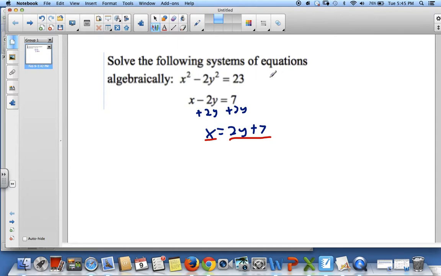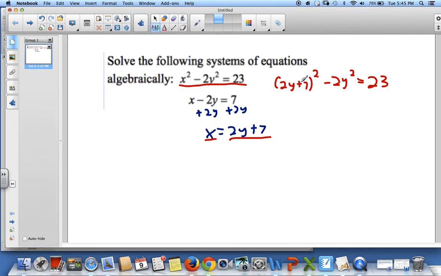I see an x right there. Instead of writing x, I'm going to put parentheses 2y plus 7, and then squared, minus 2y squared equals 23. What I've done is copied this equation down. I just replaced the x with something that was equal to x.